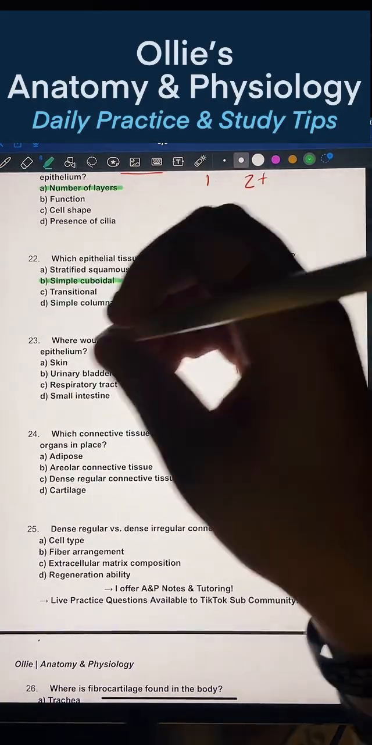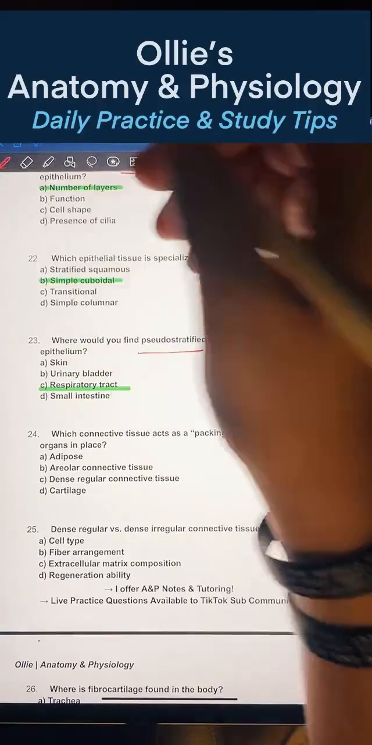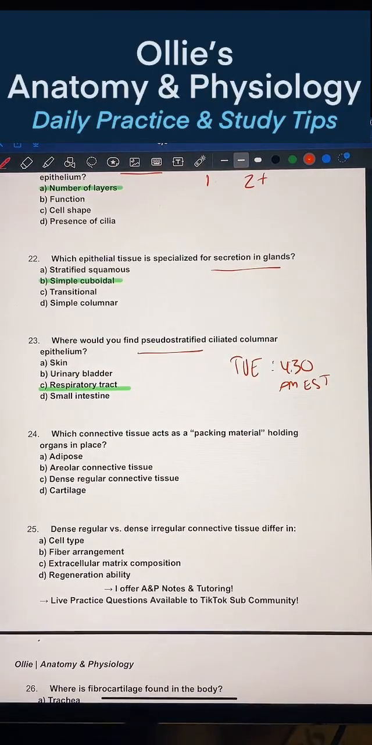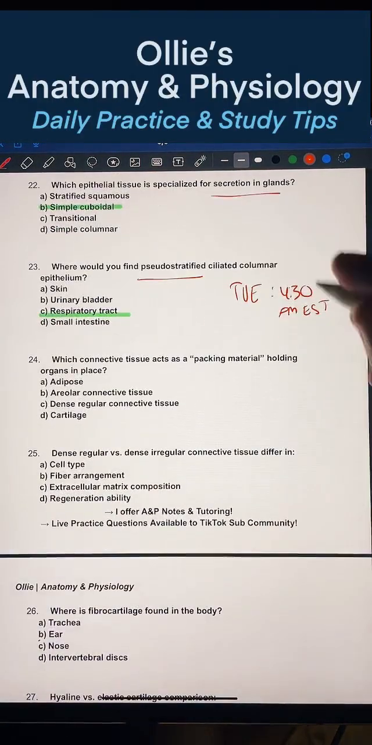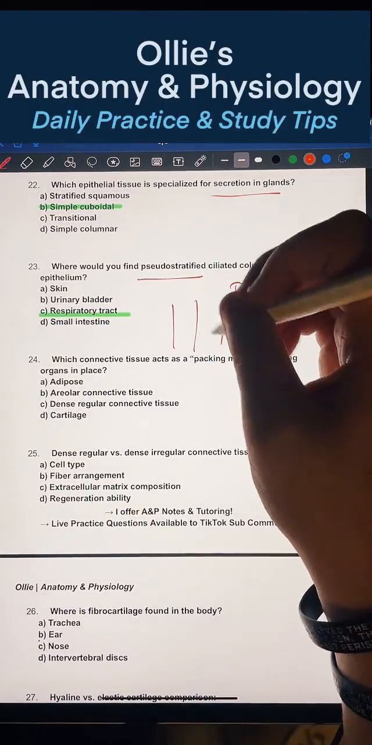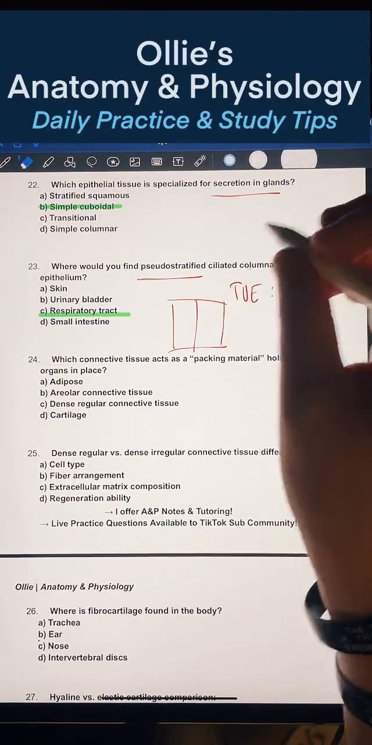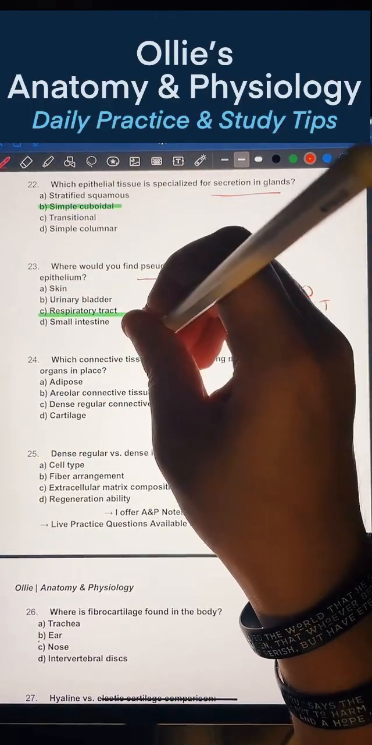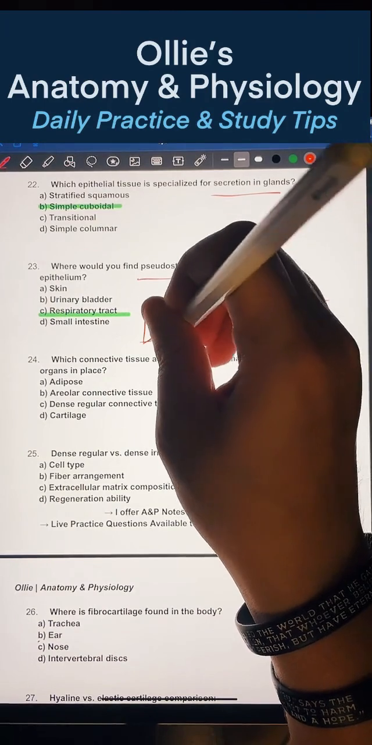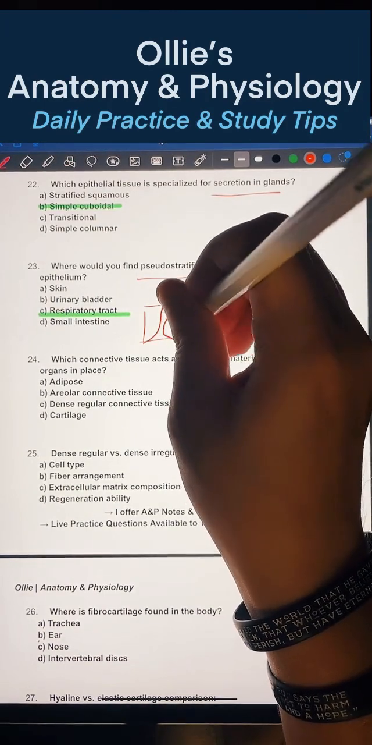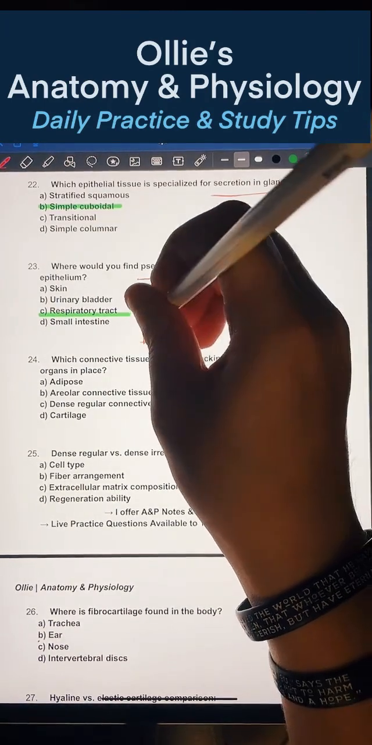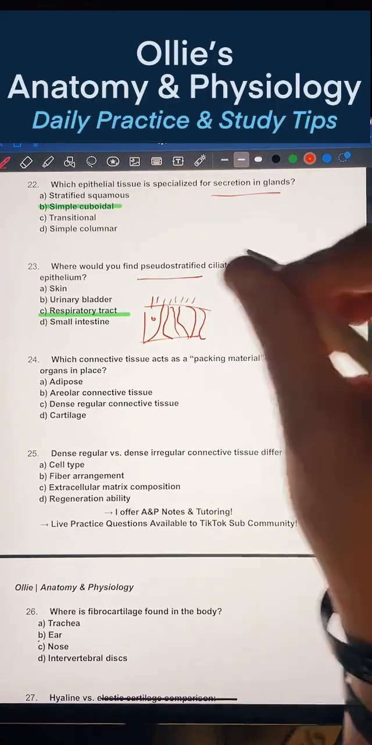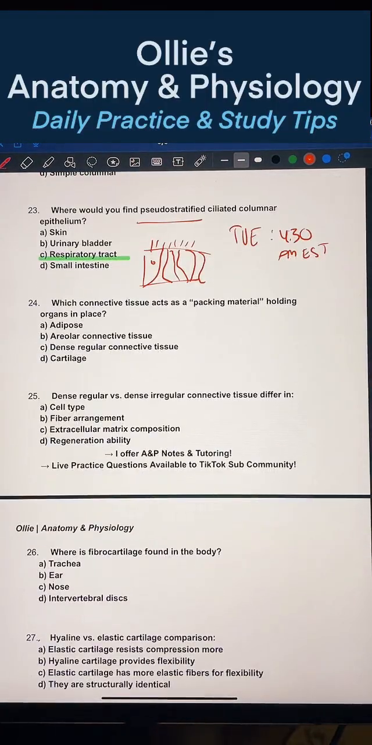Number 23, the answer is C. It's the respiratory tract. Cilia are going to move mucus and trapped particles. So again, pseudostratified. What it looks like is this. It gives off the appearance of multiple layers, but it's not actually. And then it has cilia on there. It's going to help move mucus.